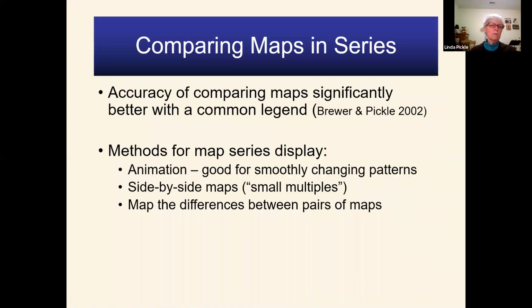So the next thing we looked at was comparing maps in series. And Cindy Brewer worked with us to do a study looking at what kind of legend would be best. And we found that the accuracy of comparing maps in series was significantly better if they all had the same legend, a common legend, the same categorization.